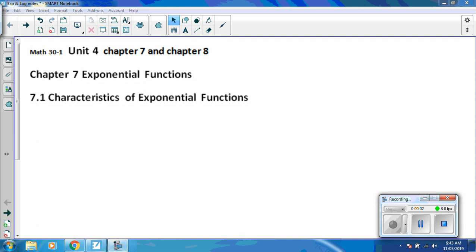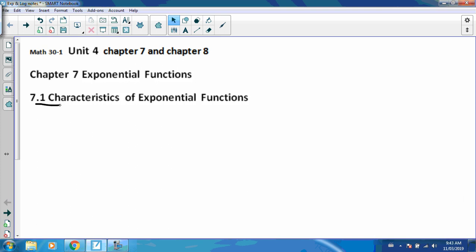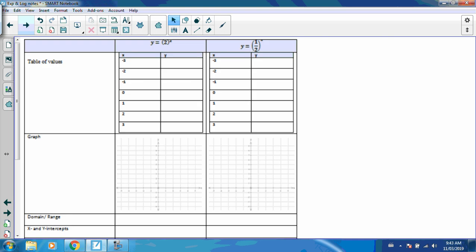Okay, so this is a video on the characteristics of exponential functions. Just a little introduction to Chapter 7, Section 7.1 in the book. We're just going to look at some graphs and equations for exponential functions.